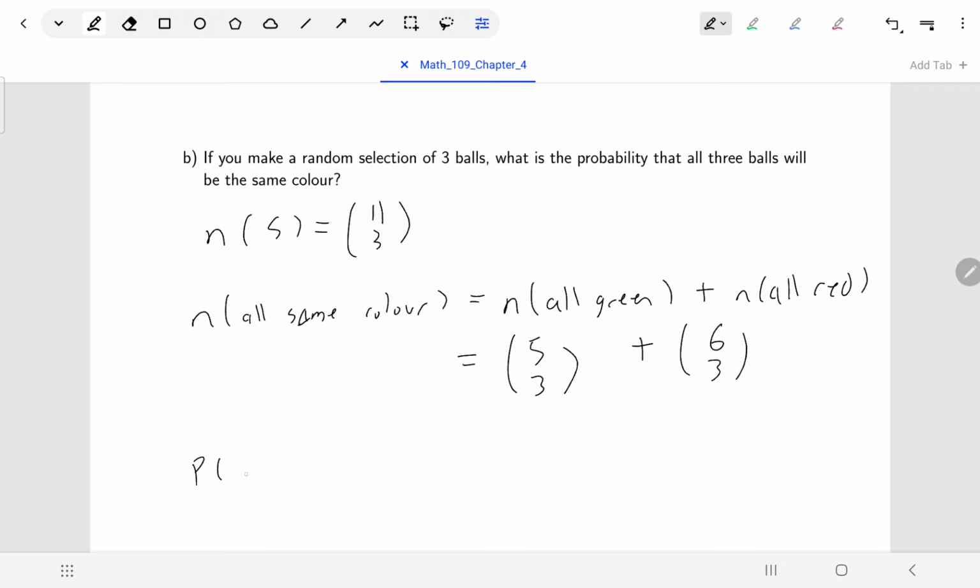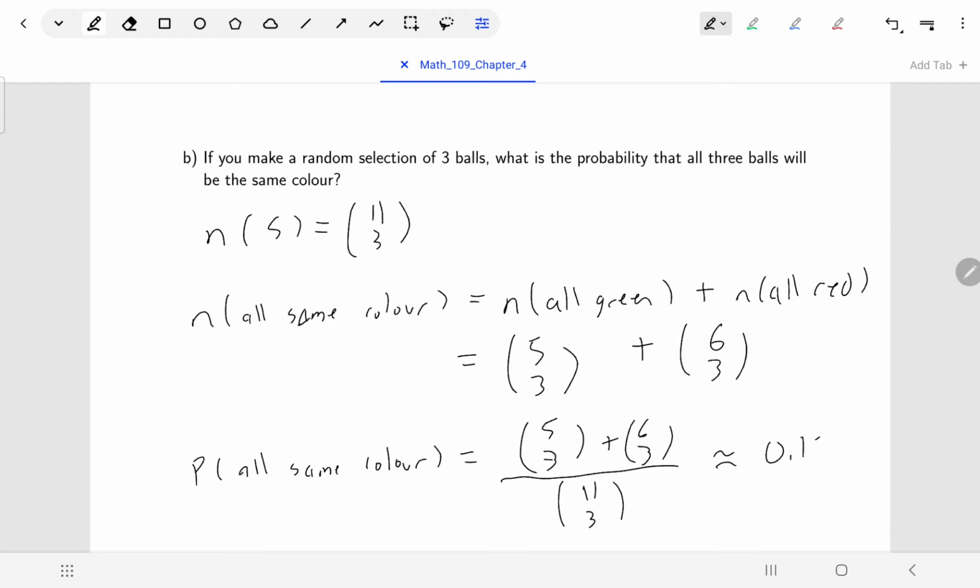And so now, the probability of us getting all the same color should be the number of ways to get all the same color, which is 5C3 plus 6C3, divided by my sample space, which is 11C3. And that gives me a probability of about 0.1818.